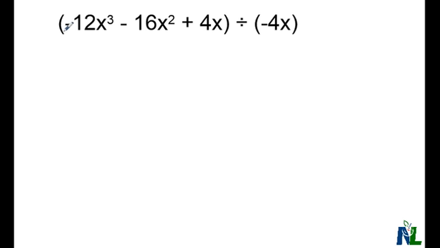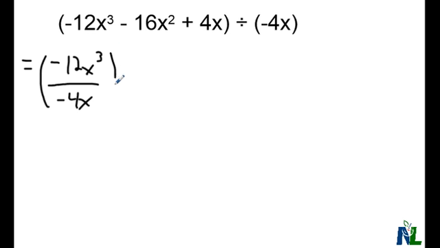I'm going to show you a method that you could use. The best approach is to utilize the distributive property, and we're going to break the numerator down into its individual terms and divide each of those terms by negative 4x. And then we'll put them back together in our simplified answer. So let's take our first term, negative 12x cubed, and we'll divide that by negative 4x. I'm going to use brackets to separate the different terms as I divide them by my divisor.